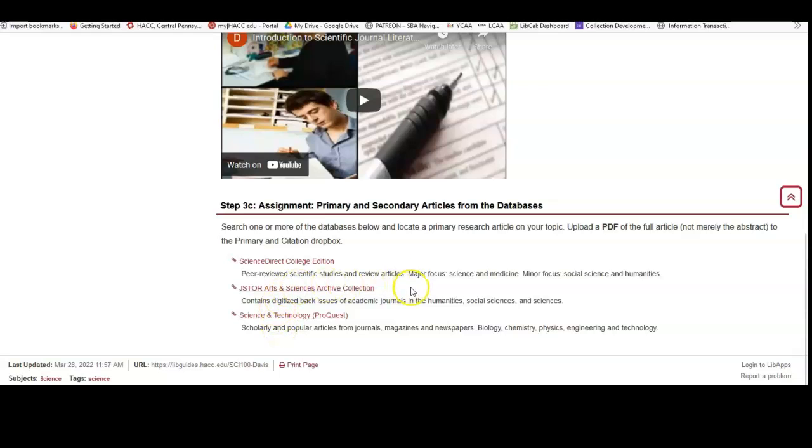And then you have 3 databases here to choose from. Depending on your topic, you'll see that there are focuses here, looking at science and medicine, or humanities and social sciences, or biology, chemistry, engineering, and technology. So depending on your topic, that will determine which will be the best database for you. I'm going to do a search on COVID-19, so I'm going to use this first database because it's focusing on science and medicine.